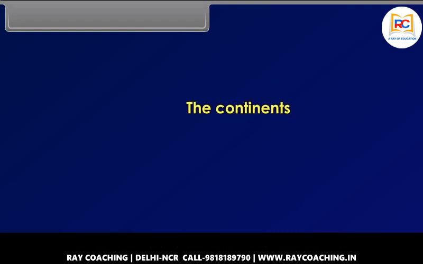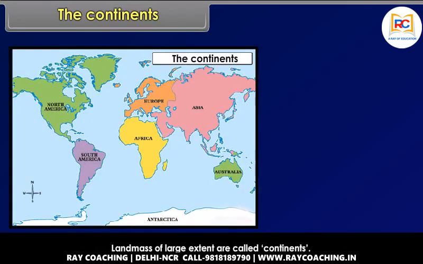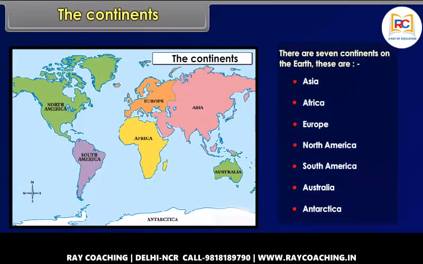The continents. Landmass of large extent are called continents. There are 7 continents on the Earth. These are Asia, Africa, Europe, North America, South America, Australia, Antarctica.